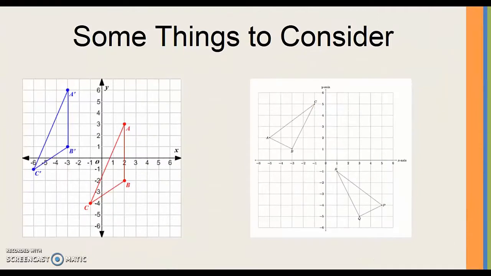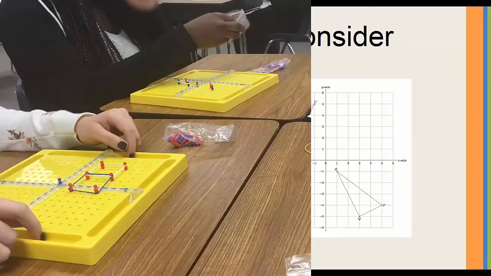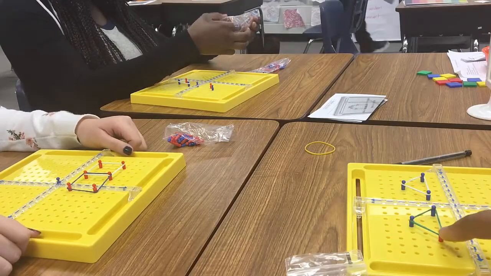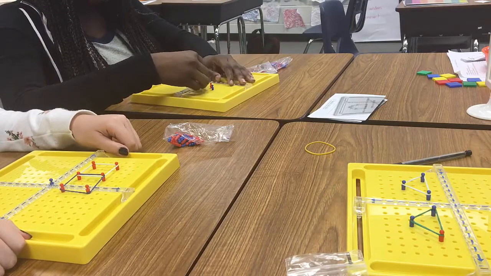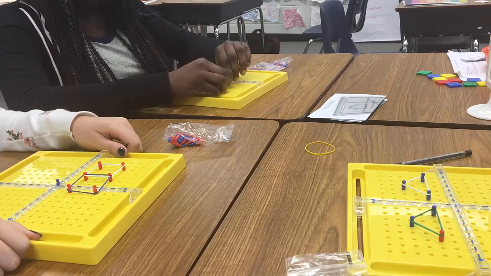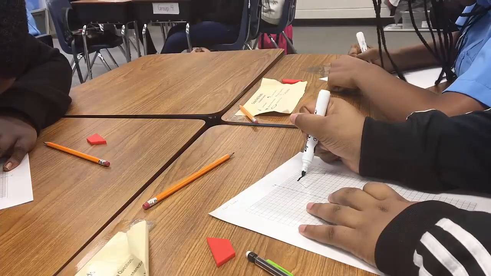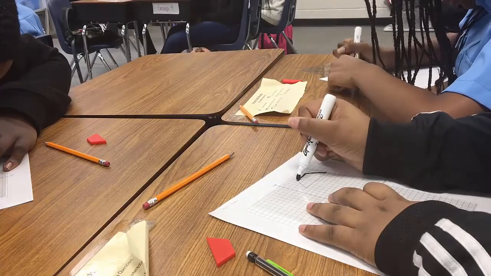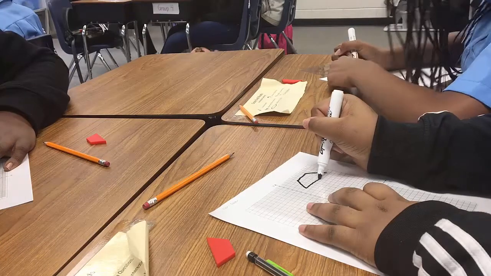When working with or developing activities to address this standard, be sure to include shapes whose vertices are in more than one quadrant, as well as shapes that are not located in quadrant 1. Once students have had time to develop their understanding of these rigid transformations and their properties using concrete materials, illustrations, or drawings, they are ready to move on to the abstract phase of the concrete representational abstract model.